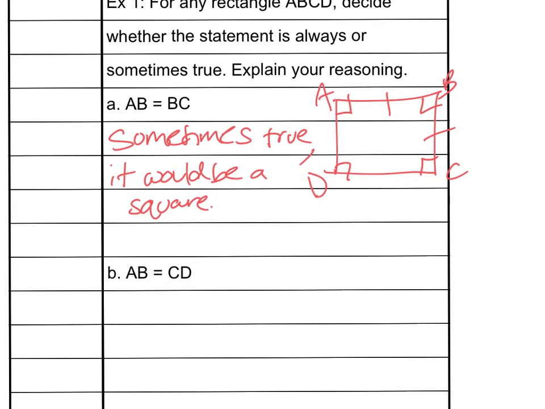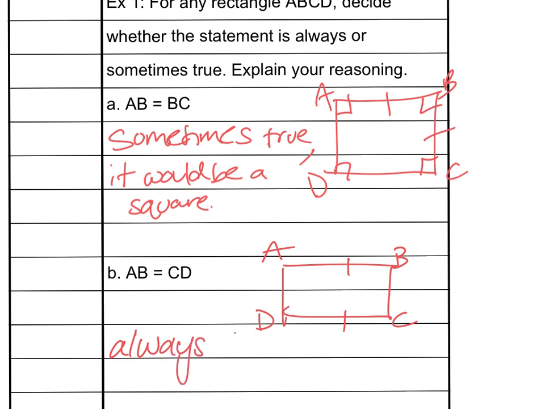And then the next one says AB equals CD. So again, I'm going to sketch a rectangle. And if AB equals CD, then this would always be true for every rectangle because opposite sides are equal.